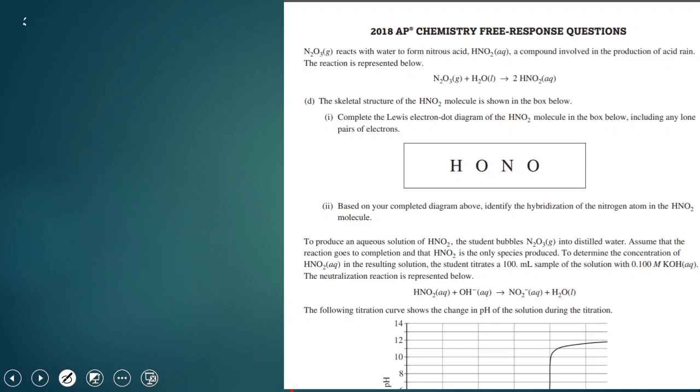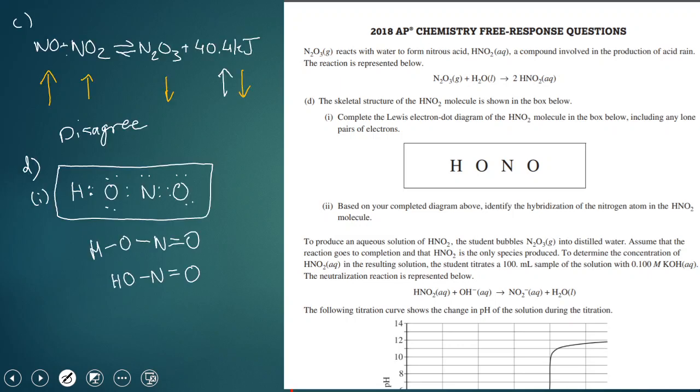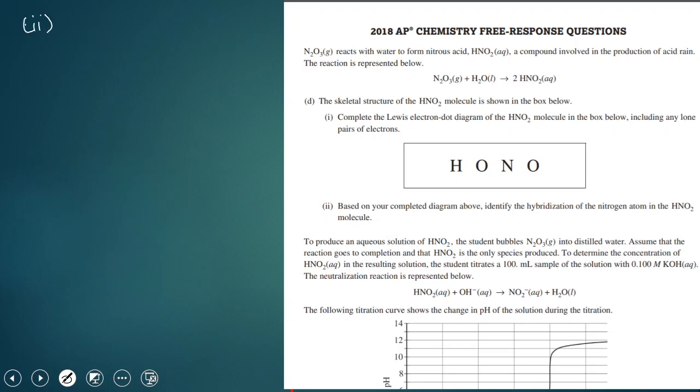And then part II says, based on your completed diagram above, identify the hybridization of the nitrogen atom in HNO2 molecule. Okay, this is also a fairly simple one, because for the purposes of AP we only work within sp, sp2, sp3. There's a fairly simple trick that we can use in order to identify the hybridization. And so what we see is that the nitrogen has a single bond and a double bond. I'm going to draw that here.